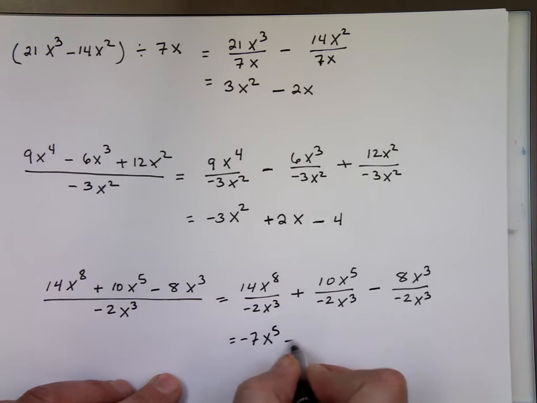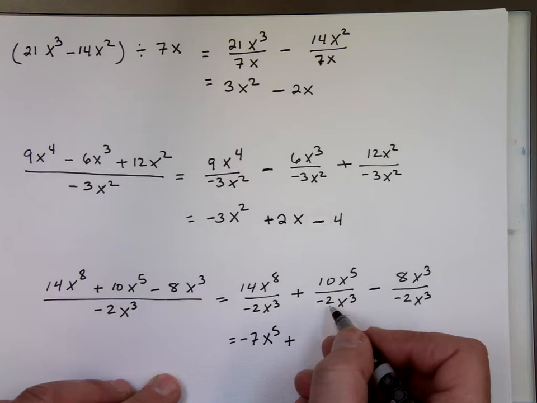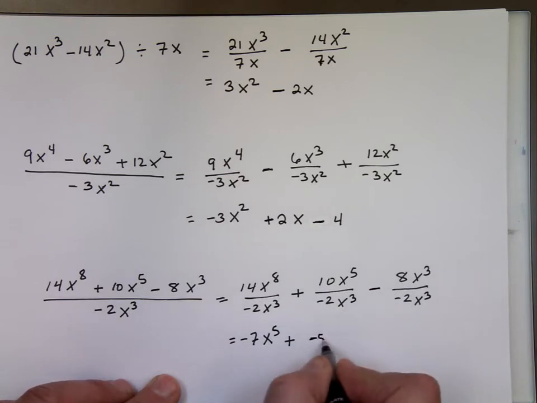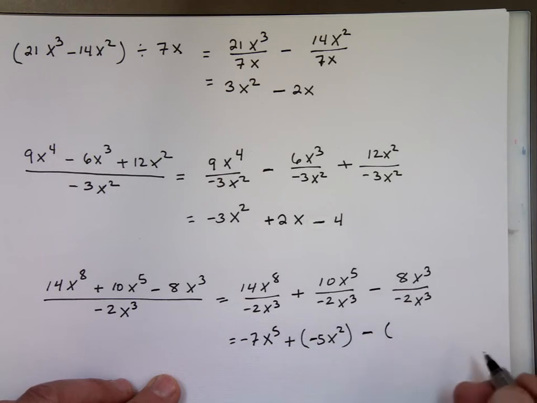There's the plus. I'll just do it slowly. What's 10 divided by negative 2? Negative 5x to what power? Second. Here's the minus. Let's find the answer to this. What's the answer to that? Negative 4, right?